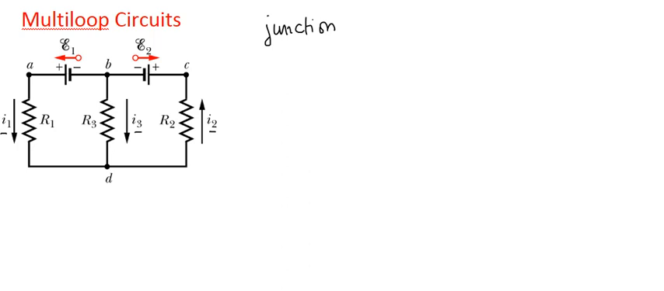We can choose any point we want. Okay, so let's choose point D. At point D, how can we write the junction rule? We have current entering the junction, I1 and I3, I1 plus I3, equal to the current out from the junction, that's current 2, I2. So that's our first equation.